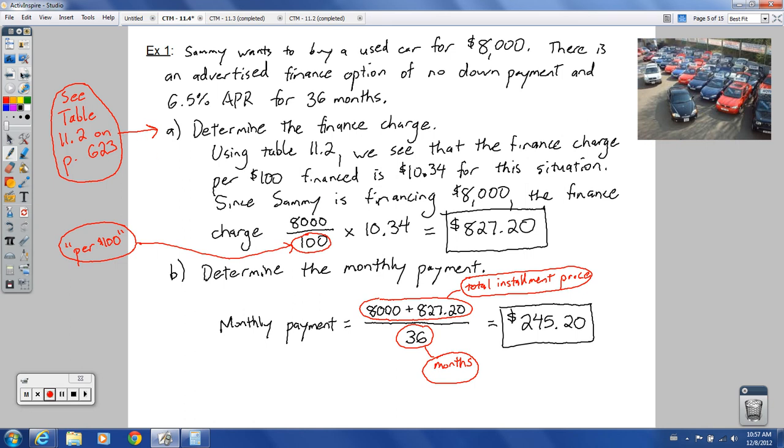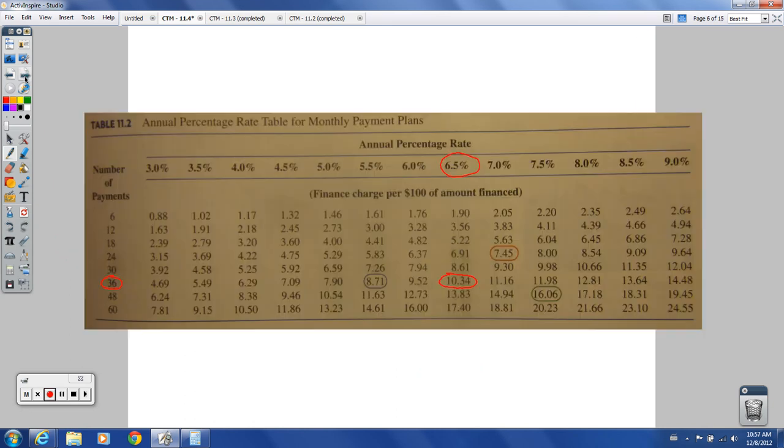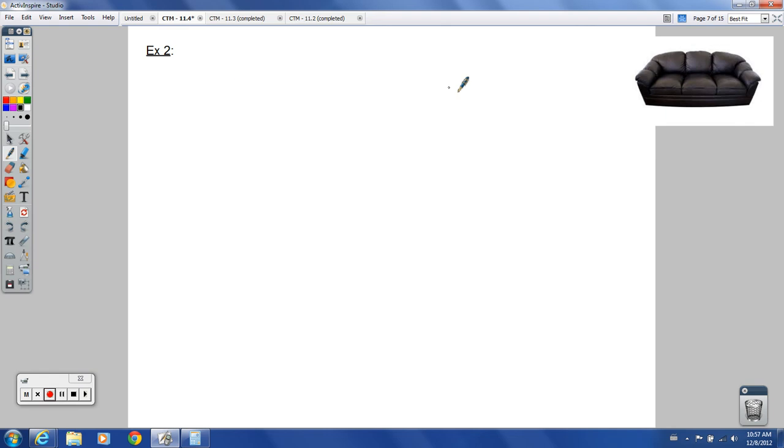All right, let's check out a second example now. Example 2, we will be referring back to this table. I'm going to clear those annotations that I made there. And so we have a clean slate to work with, you could say. So example 2.